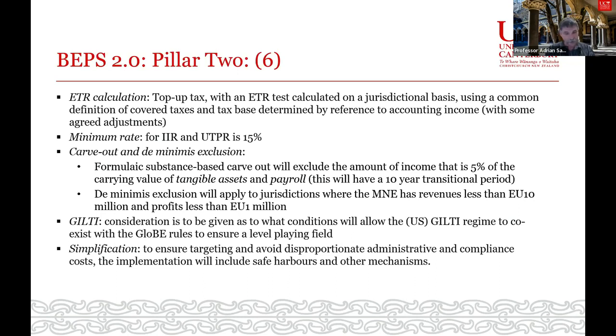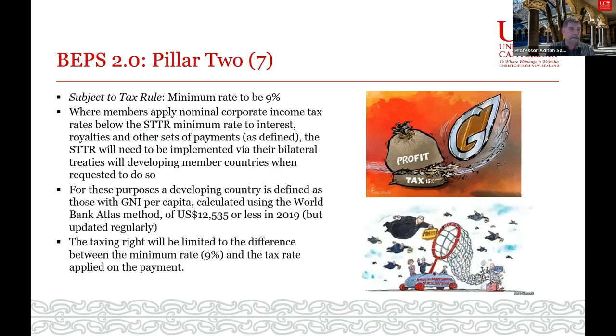And in terms of simplification, there will be efforts made to ensure targeting and avoid disproportionate administrative and compliance costs. There will be a number of safe harbours and other mechanisms, details of which are yet to be finalised. Okay, the other new part of Pillar 2 is the subject to tax rule.